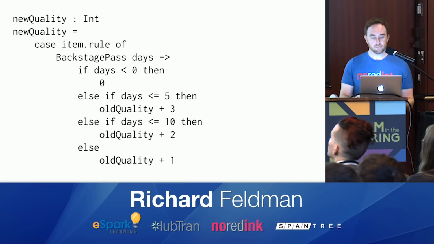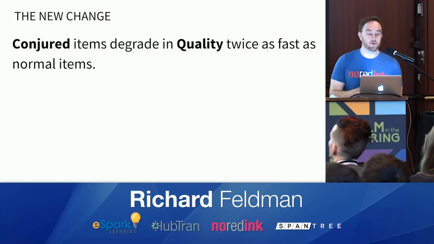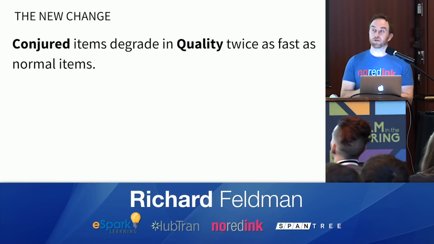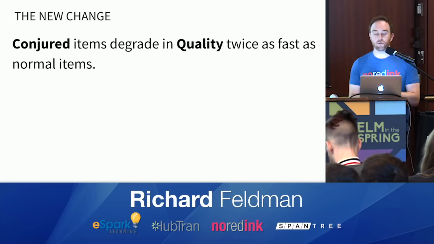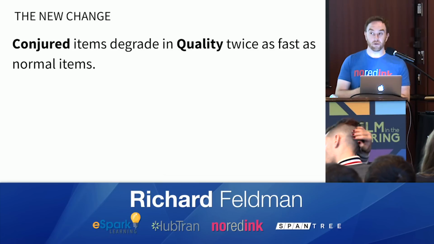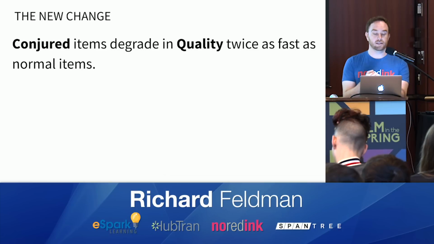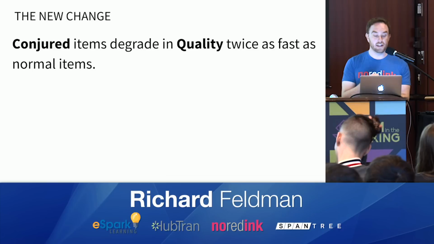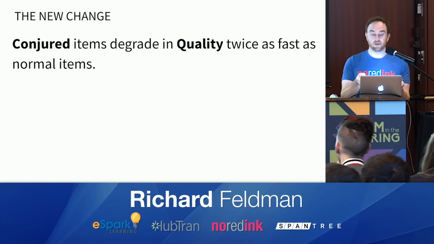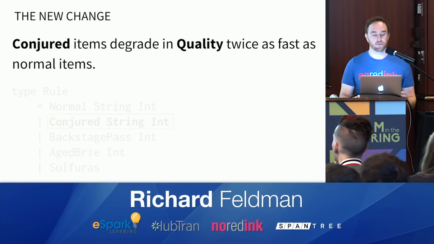Okay, and finally, we come to the new change. This is the thing that we're actually introducing to the API. Conjured items degrade in quality twice as fast as normal items. And this is the cool part, because now that we've represented our system with API compatibility with the old system, we've implemented all the logic, and we've got some new tests, implementing this new thing, we're going to get a bunch of help from the compiler.